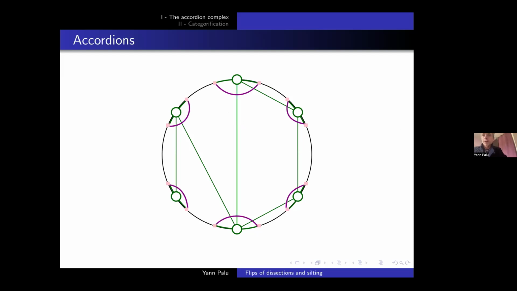Around each vertex of the dissection, there are some accordions. The arcs joining the adjacent blossoms are always accordions, and those cannot cross any other accordion. And so, with respect to accordions, they will behave like boundary components, and they're called the irrelevant accordions.